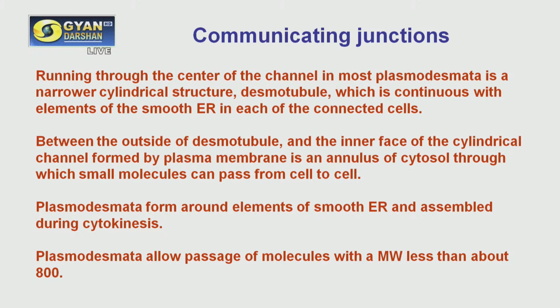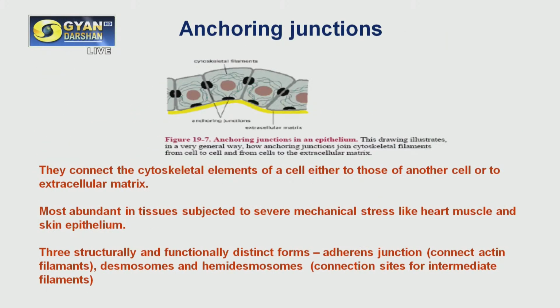So the main idea, the main take-home lesson, is number one, the protein connexin, the structure of the connexin, the function of the connexin, and in case of plants, the structure of the plasmodesmata. Basically it's the desmotubule which helps, acting as a channel through which the molecules can pass. And the origin of the desmotubule is from the smooth endoplasmic reticulum. So that is all about the communicating junctions.